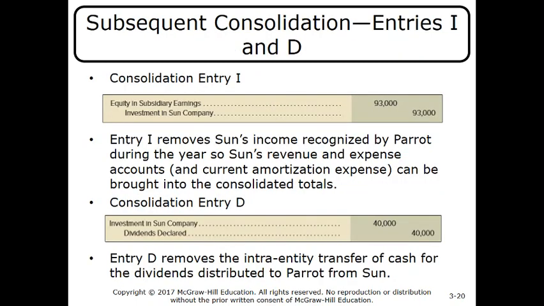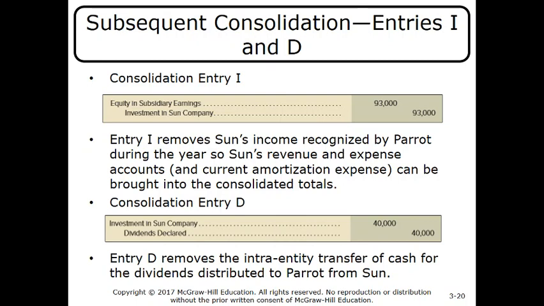All right. Next entry, consolidation entry I, is the net effect of the two entries that we recorded earlier, the $100,000 investment in Sun Company less the excess amortization of $7,000. So the net effect is $93,000, and we simply reverse that entry that we made on our financial records. So we debit equity in subsidiary earnings, $93,000, and credit investment in Sun Company. So that zeroes that out.